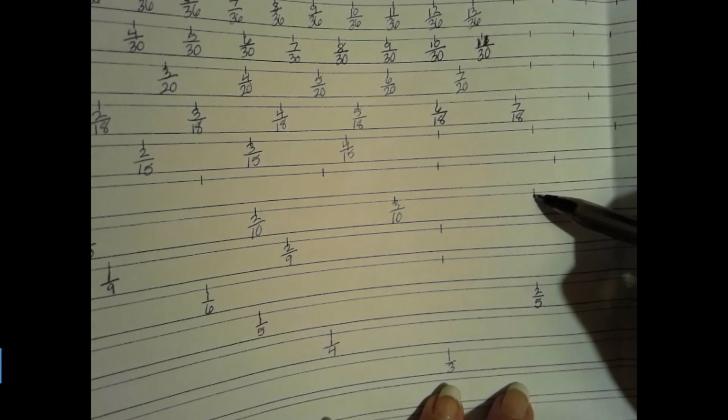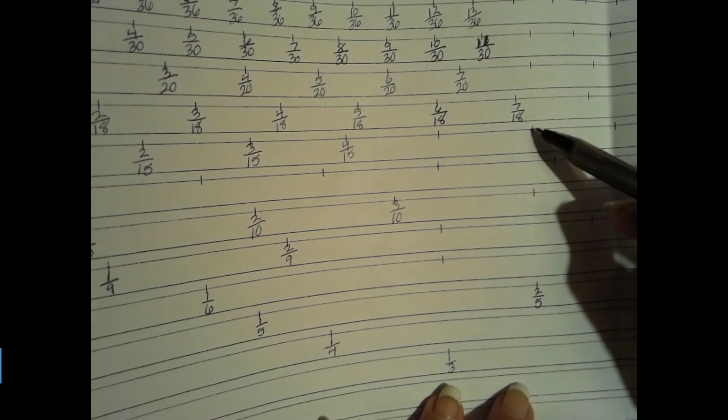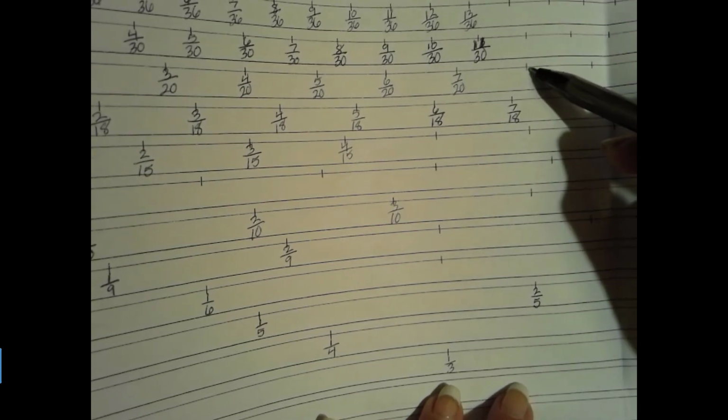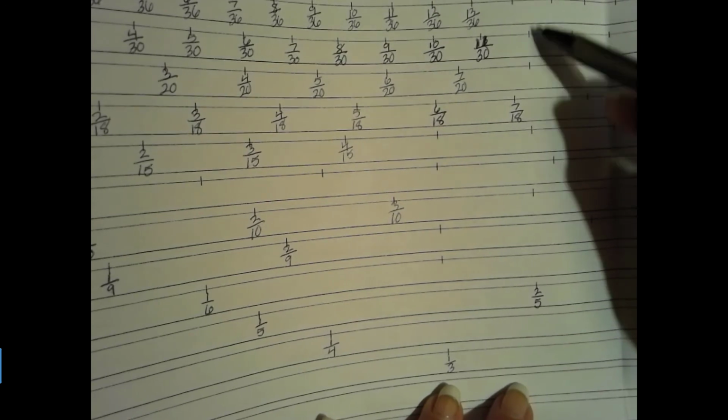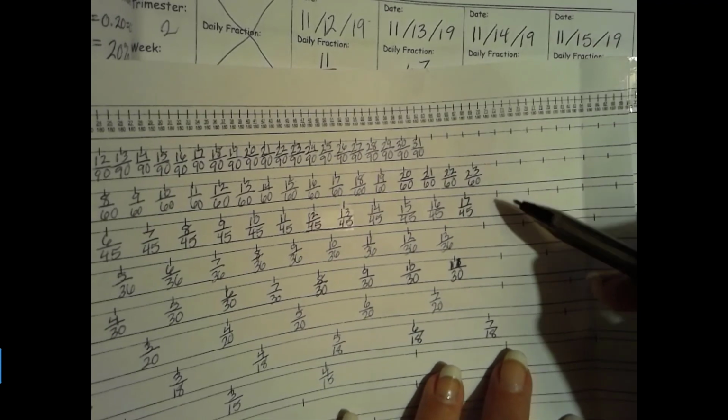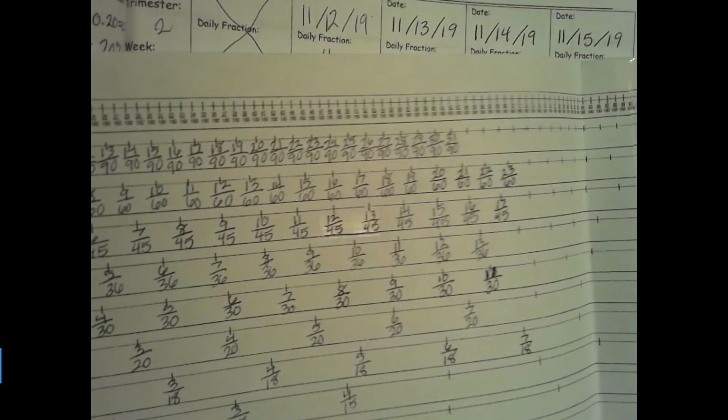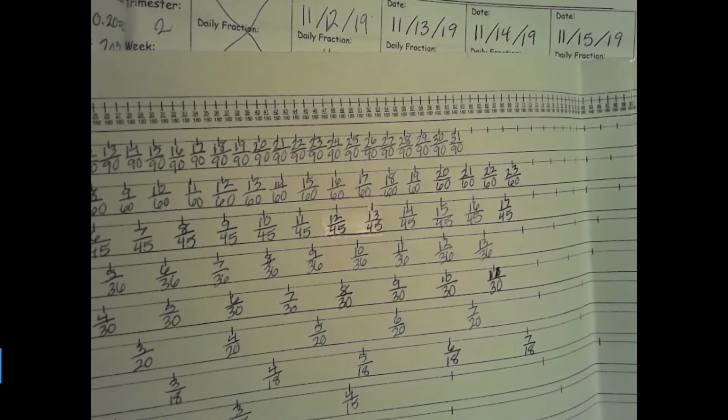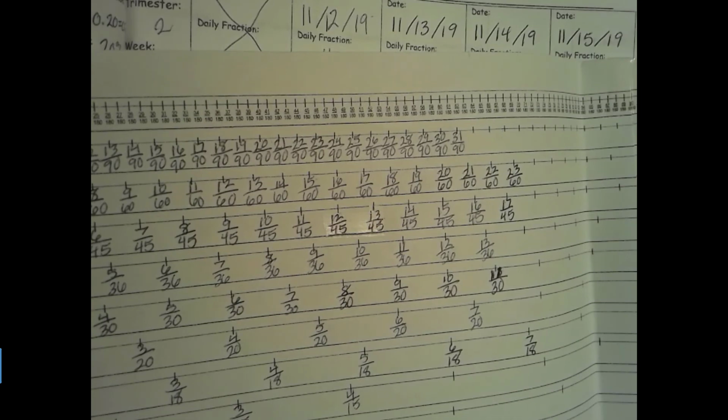There is an equivalent fraction in the 18, in the 12, in the 9, in the 6, in the 4, in the 3, and the 2, because all of those are common factors, but 36 was our greatest common factor.